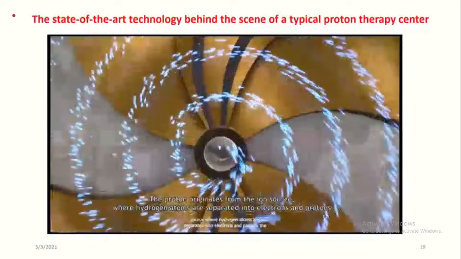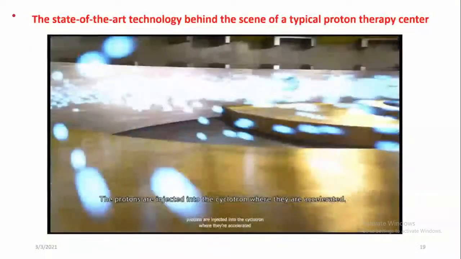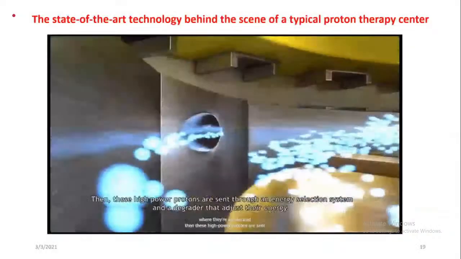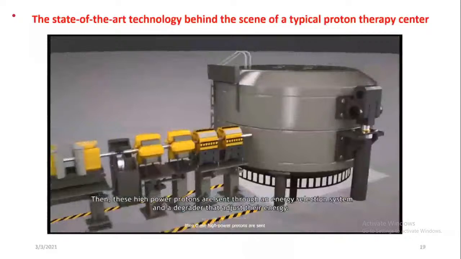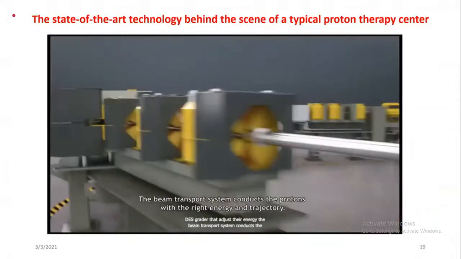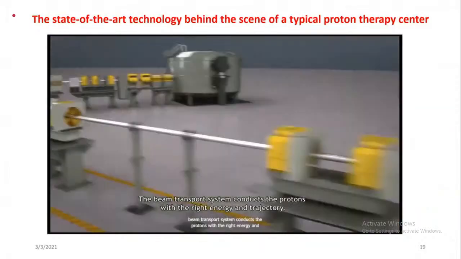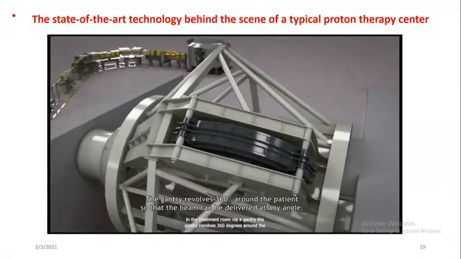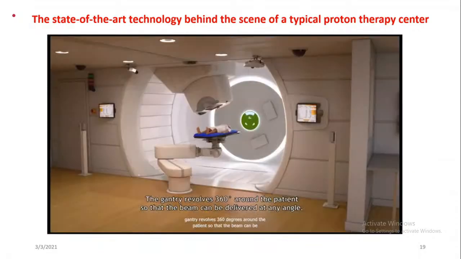The proton originates from the iron source, where hydrogen atoms are separated into electrons and protons. The protons are injected into the cyclotron, where they're accelerated. Then, these high-power protons are sent through an energy selection system and a degrader that adjust their energy. The beam transport system conducts the protons with the right energy and trajectory. Then the proton beam arrives in the treatment room via a gantry. The gantry revolves 360 degrees around the patient so that the beam can be delivered at any angle.